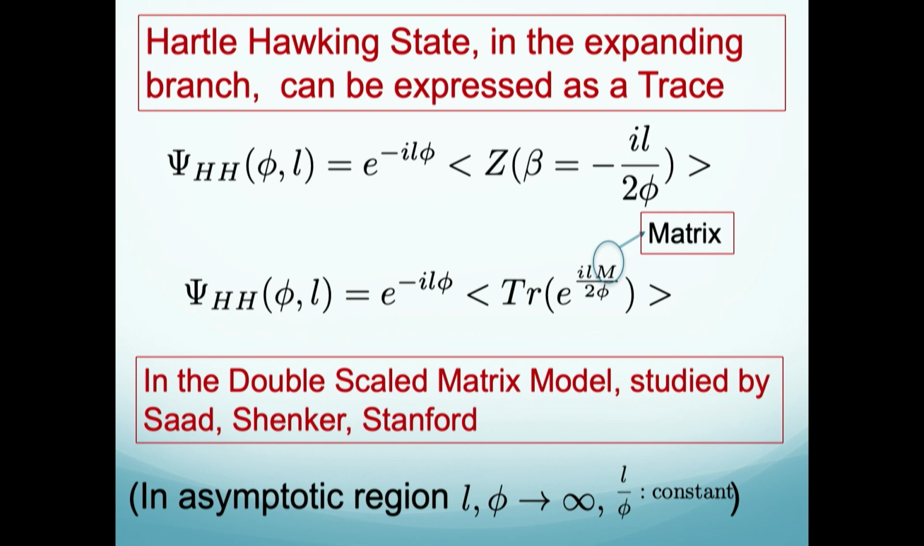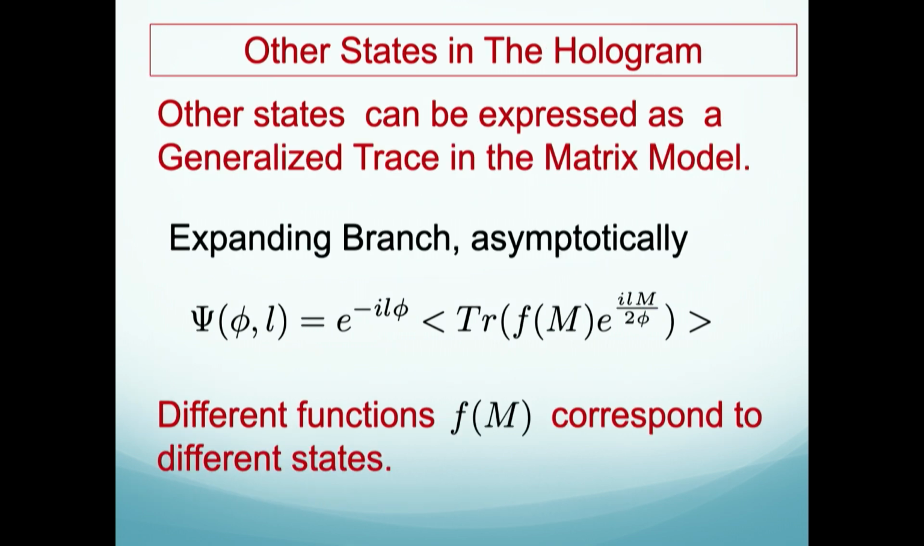It's probably not surprising because the contour which gives rise to the Hartle-Hawking state is related to AdS with two negative time directions. At any rate, this is something you can explicitly check. This prefactor tells you you're in the expanding branch. Now, what about the other states we found? It turns out they can all be mapped into the same matrix theory, except instead of the trace of e to the minus beta m with imaginary beta, you have the trace of a more general function inserted inside. We had one function's worth of states corresponding to that coefficient function, and similarly, you have one function's worth here.